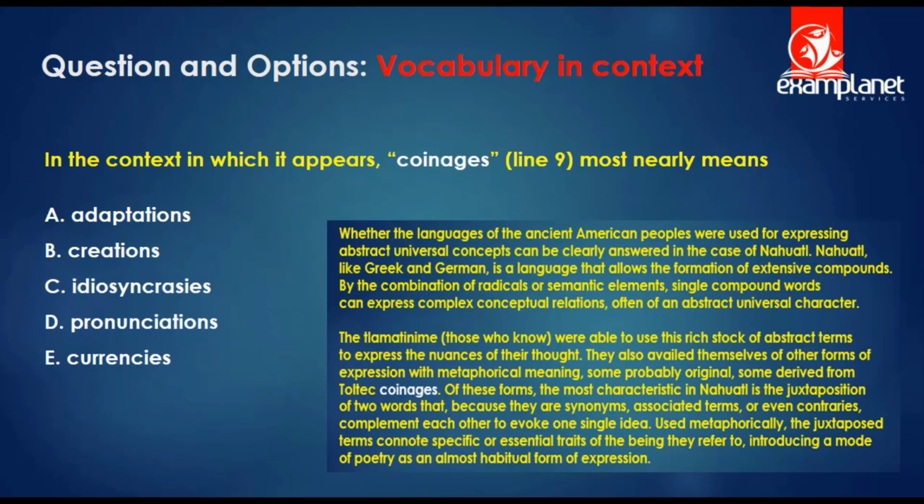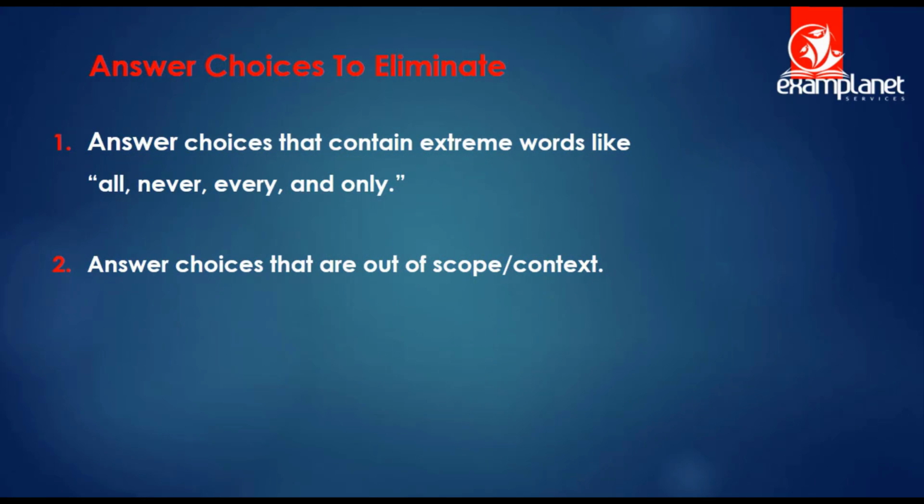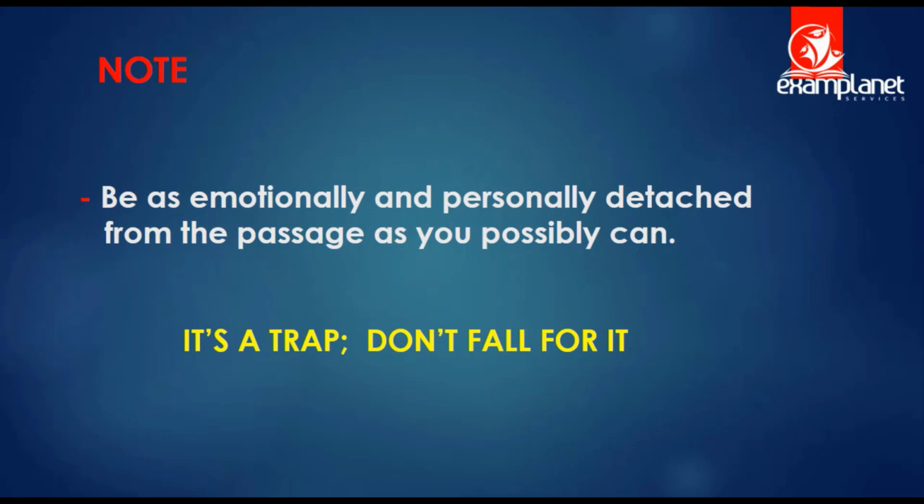Alright, so I need to expose you to answer choices you need to eliminate. Answer choices that contain extreme words like whole, never, every, only, and answer choices that are out of scope or context. You should not ever choose any answer choice like that. You have to be very careful not to apply your knowledge of the subject topic to the passage by way of filling up perceived loopholes, as this may change course. You need to see what the passage has not mentioned.